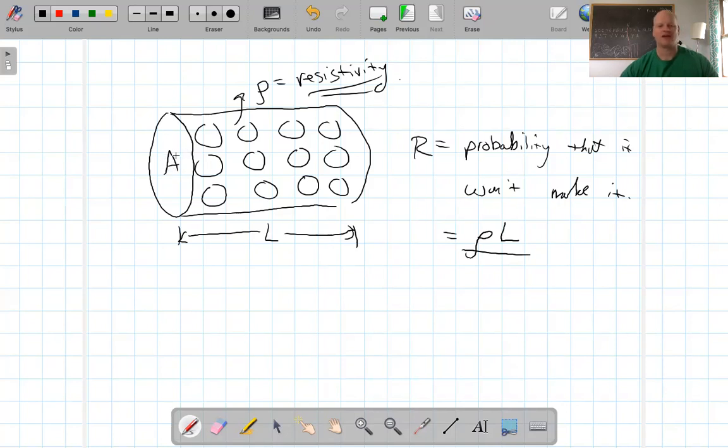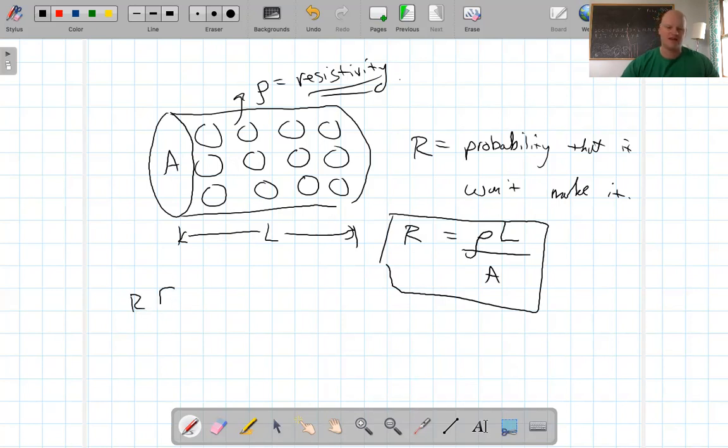If I make the cross-sectional area smaller, I'm going to pack these atoms more tightly into each other, which means it's going to be harder for this charged particle to make it through. So this has to be proportional to 1 over the area. This is what we call resistance. So resistance is equal to the resistivity times the length divided by the cross-sectional area.